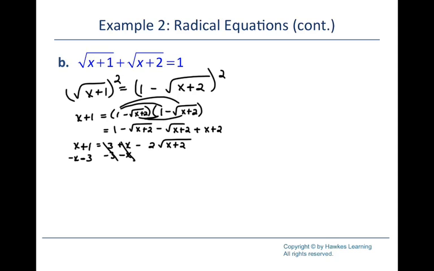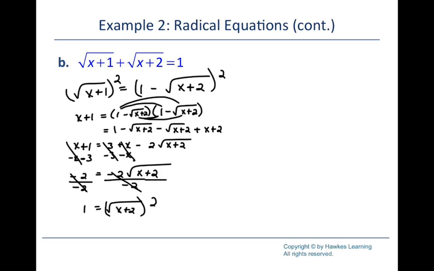So those add to be 0. The x on the left adds to be 0. So we have negative 2 equals negative 2 times the square root of x plus 2. Now you can divide by negative 2 on both sides. It's easier to divide usually if you can. So those cancel, and this becomes a positive 1 equals the square root of x plus 2. Now we're going to square both sides again.